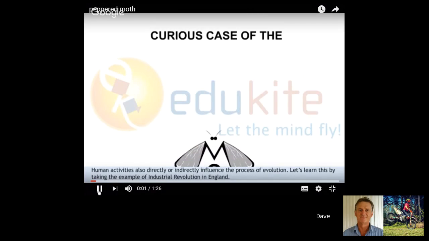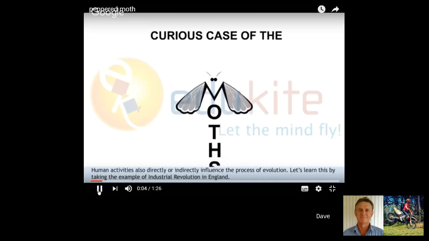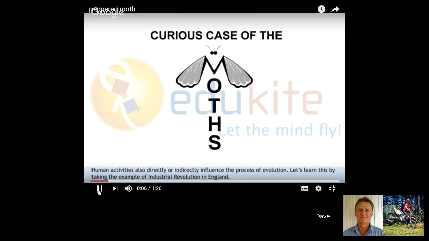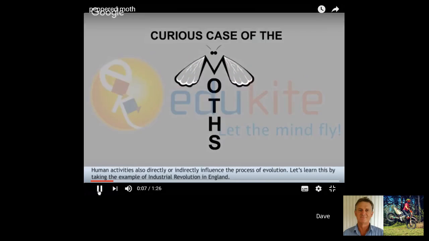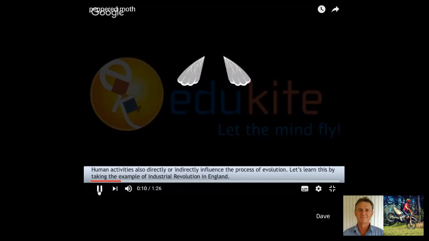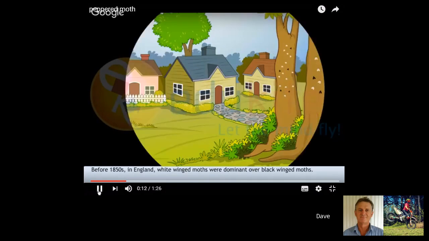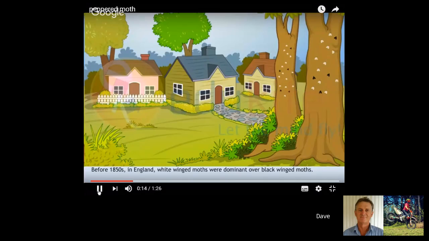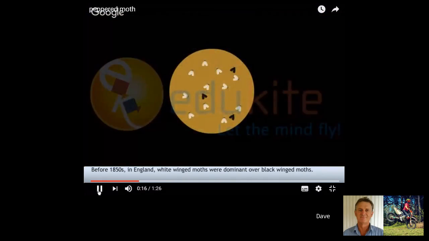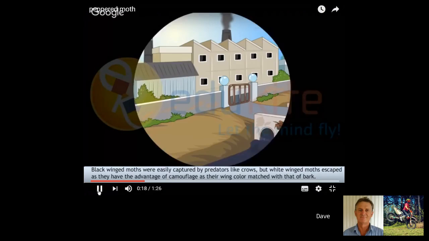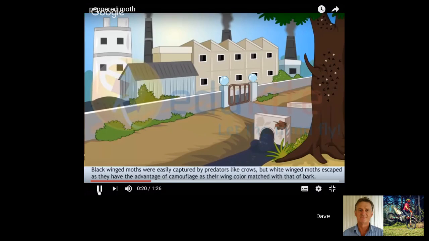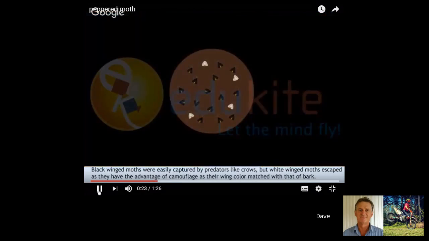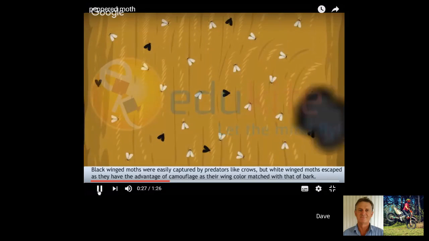Human activities also directly or indirectly influence the process of evolution. Let's learn this by taking the example of Industrial Revolution in England. In the 50s in England, white-winged moths were dominant over black-winged moths. Black-winged moths were easily captured by predators like crows, but white-winged moths escaped as they had the advantage of camouflage, as their wing color matched with that of bark.